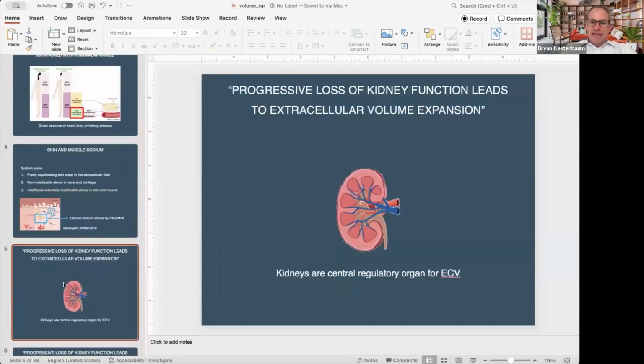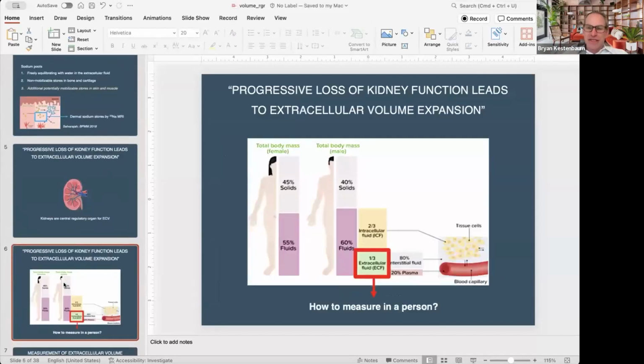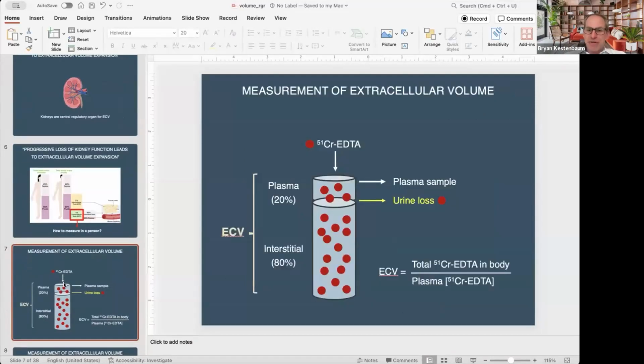We always hear the statement, the progressive loss of kidney function leads to extracellular volume expansion. And we say that based on the idea that the kidneys are the central regulatory organ for controlling extracellular volume. But how much and how true is the statement in humans? And I think the first question to ask is how can we even measure extracellular volume in a person? Is it possible to even measure how much is in this compartment? And the answer is yes, we can.